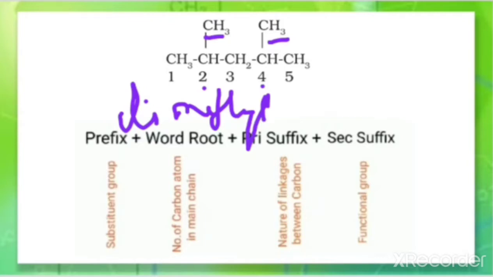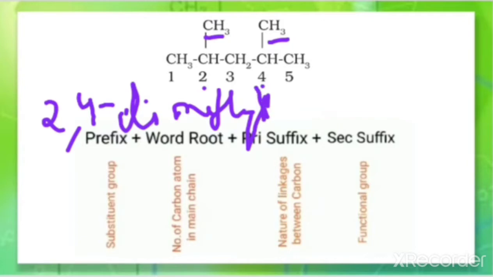But it is necessary to mention the position. So one methyl group is on the second carbon and the other one is on the fourth carbon. So 2, 4, next dash. Always after writing a number, when you are writing any alphabet, keep a dash between them. So 2,4-dimethyl.